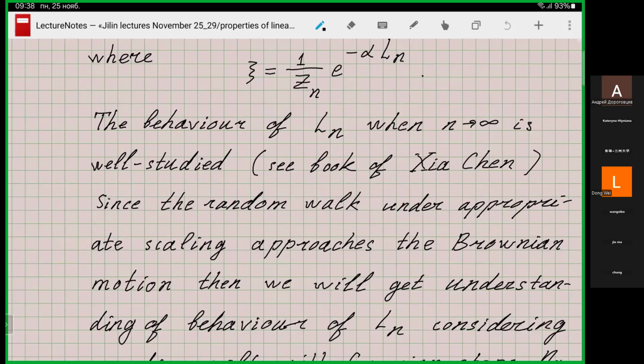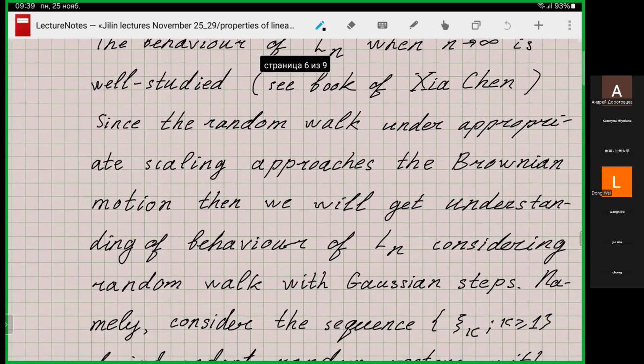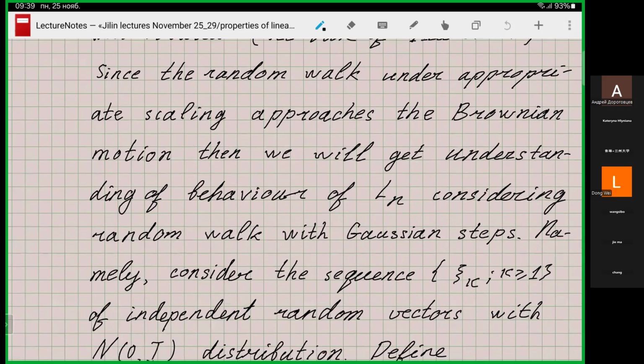But now let us get a feeling for what we can obtain, for example, for this L_n. And to get this feeling, we don't need very hard calculations. We can just recall that the random walk is the discrete model for Brownian motion. So under appropriate scaling, random walk approaches Brownian motion. We can get an understanding of the behavior of L_n by considering the random walk with Gaussian steps.